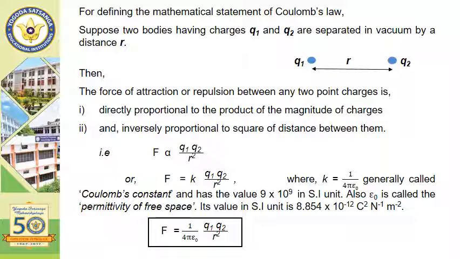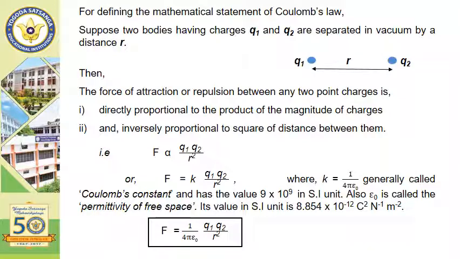Further simplifying this, F equals k Q1 Q2 upon r square, where k is often called Coulomb's constant and which has the value 1 upon 4 pi epsilon naught, which is given here. And if the value is calculated for small k, that comes to 9 into 10 to the power 9 in SI unit. Also, you know epsilon naught is the permittivity of free space, and its value in SI unit is 8.854 into 10 to the power minus 12 Coulomb square per Newton per meter square.